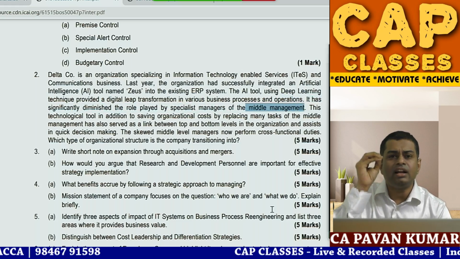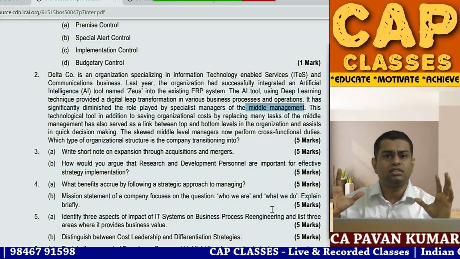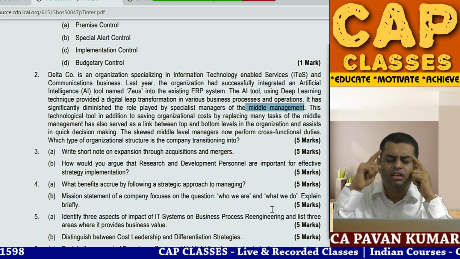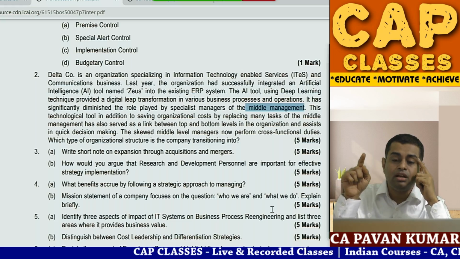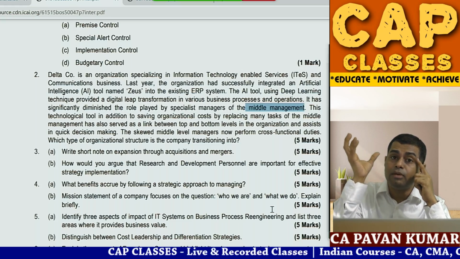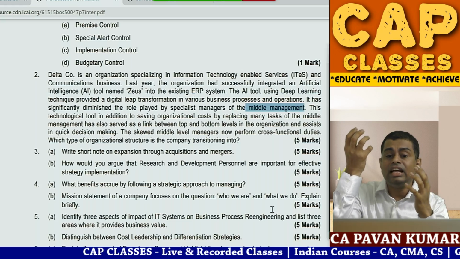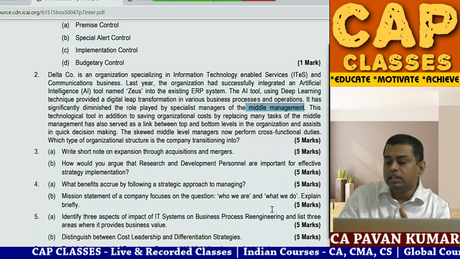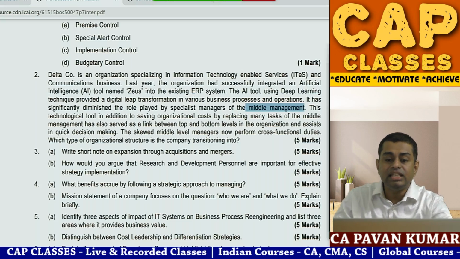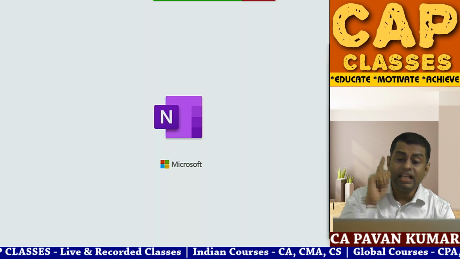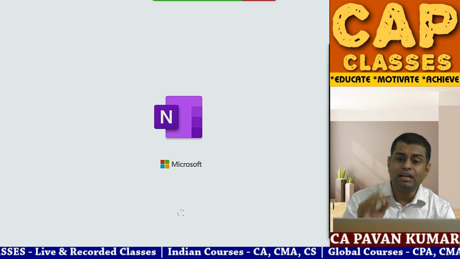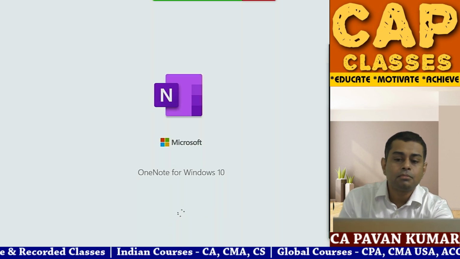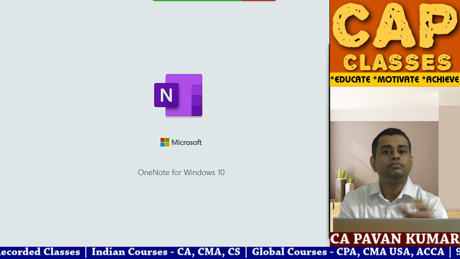Story, screenplay, drama, salt, pepper, dialogues. Nothing is relevant. Close your eyes. In the whole story, what is happening? Because of you developing some technology, the number of middle level managers is coming down. This is a classic example of the hourglass model. Hourglass model, you remember?